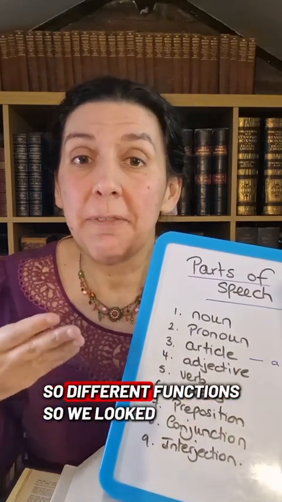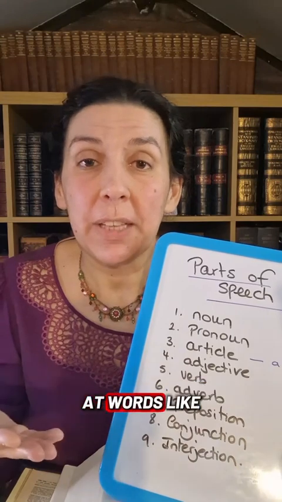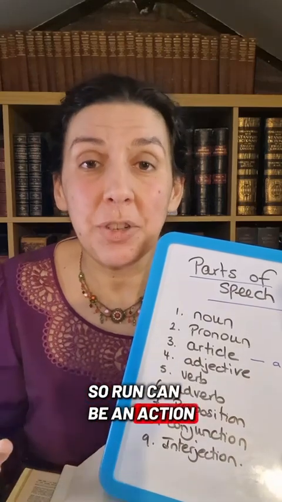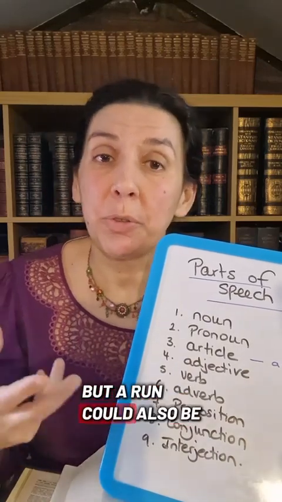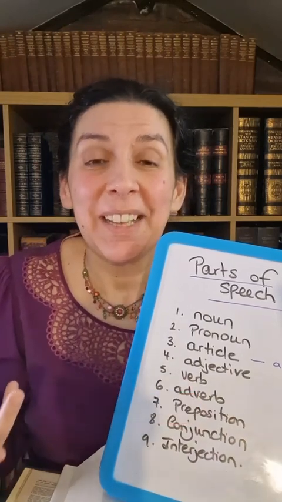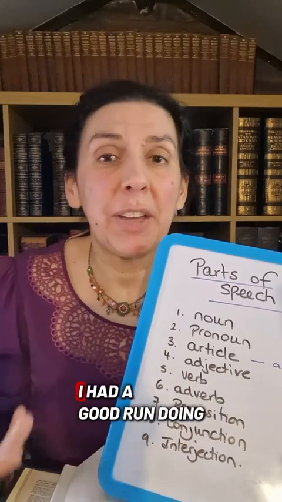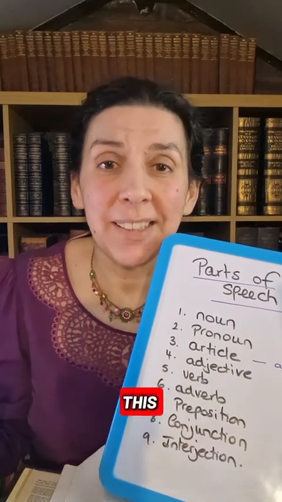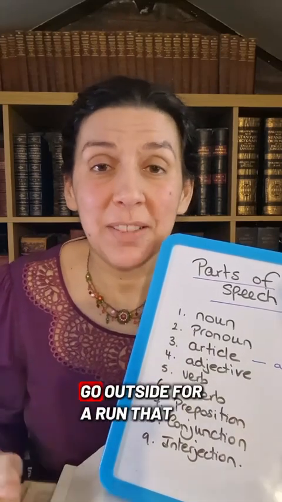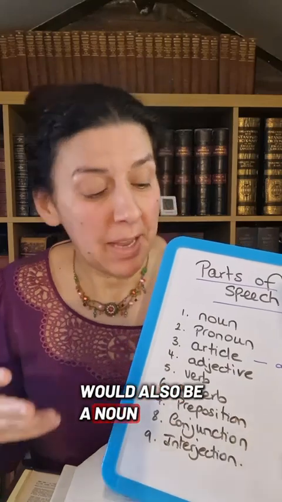So different function. So we looked at words like, let's have a look at just the word run. So run can be an action, is running, but a run could also be a noun. A chicken run, for example. Or if you say, I had a good run doing this, that would be a good time doing it, or just a run, go outside for a run. That would also be a noun.